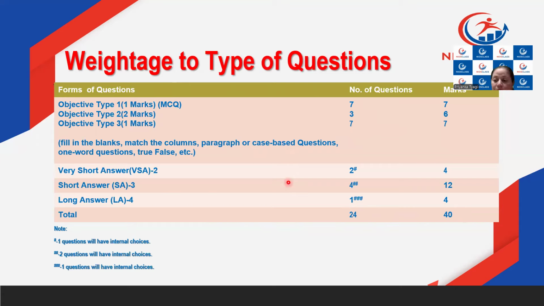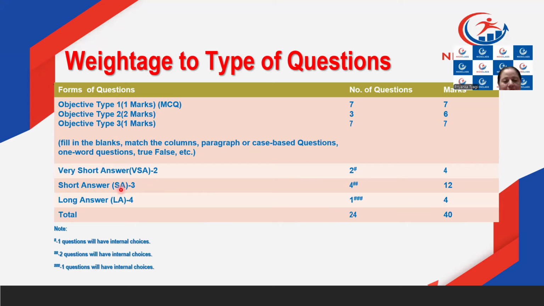In which form will objective questions come? In the form of fill in the blanks, in the form of match the columns, in the form of paragraph or case-based questions. This is the latest pattern different boards are following, as you know. One word questions, true false based questions. Now last but not least, your complete paper is divided into 2 parts, section A and section B. You can see over here, section A is totally objective, section B is totally subjective.